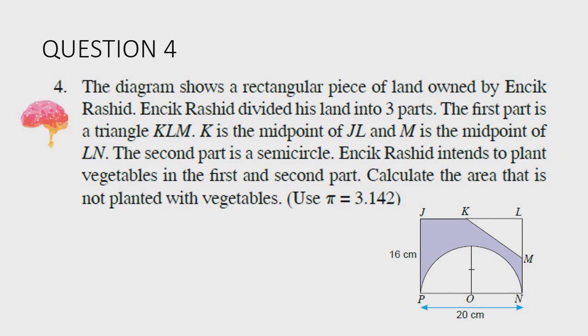Okay, so the question says point K here and also point M here are midpoints. So that means KL and KJ will be 10, and LM and MN will be 8. Hope you understand. So we go to the solution, the working.